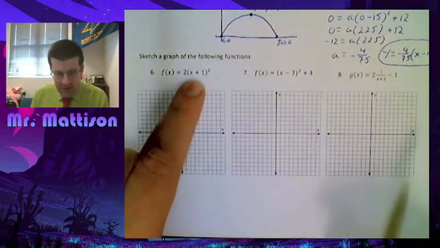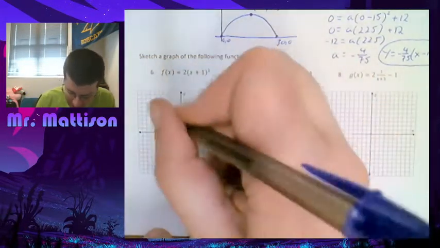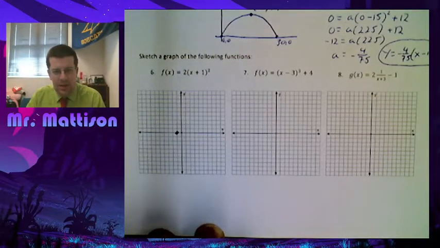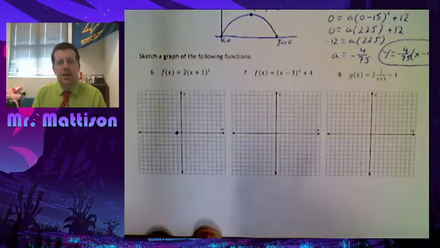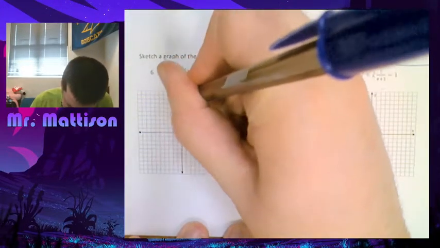So this one here is going to be a quadratic. This plus 1 is going to move it to the left 1. So my locator point is right there on the x-axis at negative 1. And then that 2 is going to make my parabola appear taller. So it'll be a lot more narrow as it goes up.